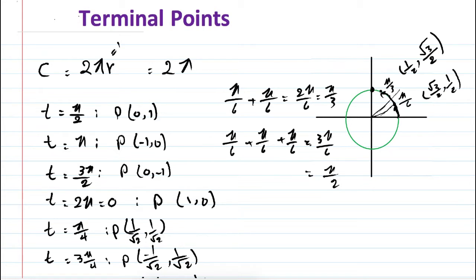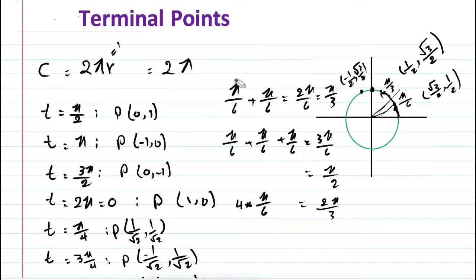If I add four of those, 4 pi over 6, it will be 2 pi over 3. And 2 pi over 3 will be kind of right here. The terminal point of 2 pi over 3 will be the same as this if I just reflect it around the y-axis. So it will be negative 1 over 2 and the square root of 3 over 2.